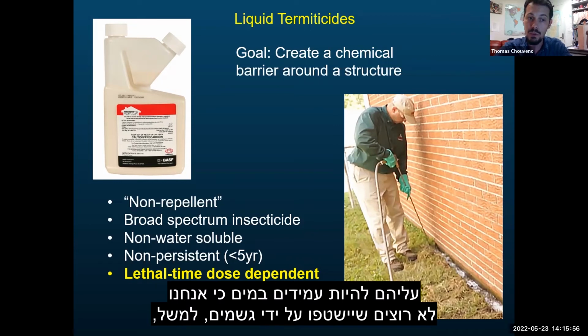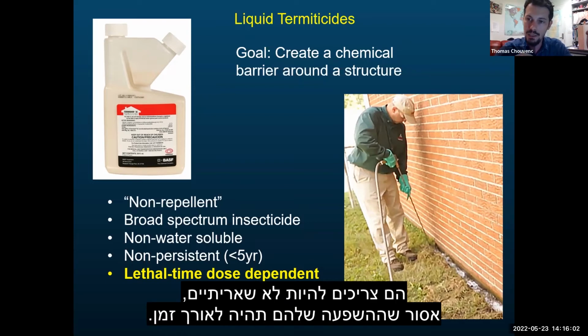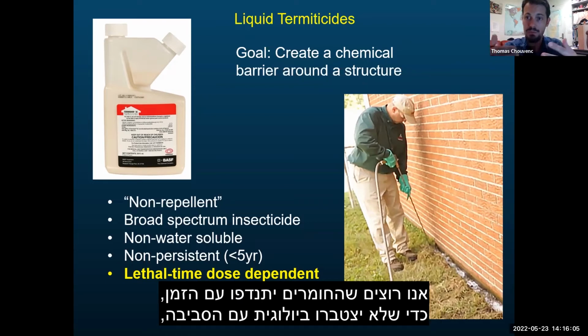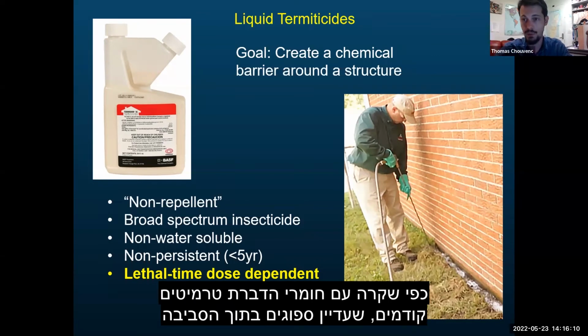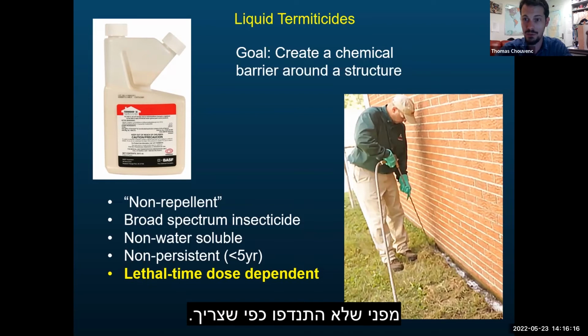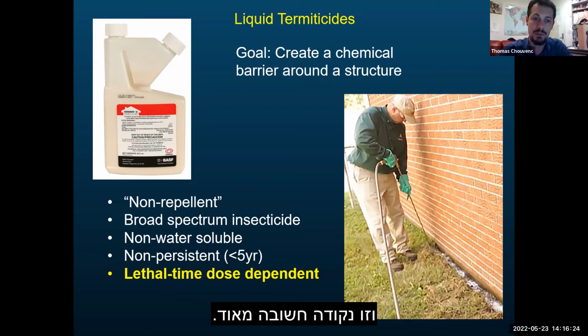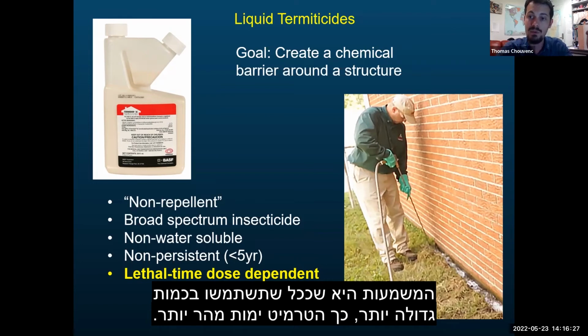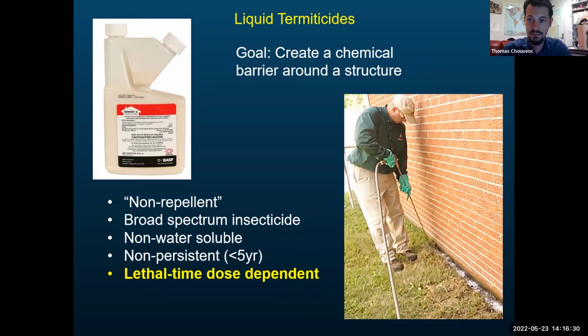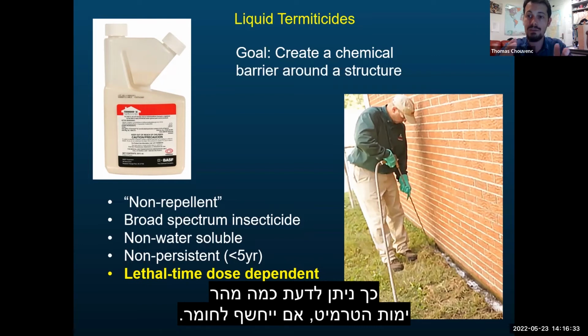They have to be non-water soluble because we don't want it to be washed out with rains, for example. And it has to be non-persistent. We want it to degrade over time so we don't have bioaccumulation in the environment, like happened with previous termiticides that are still in the environment because they don't degrade very well. All of these liquid termiticides are lethal time dose dependent, and that is a very important point. It means that the more you put, the faster the termite dies. Dose tells how fast the termite will die if exposed.